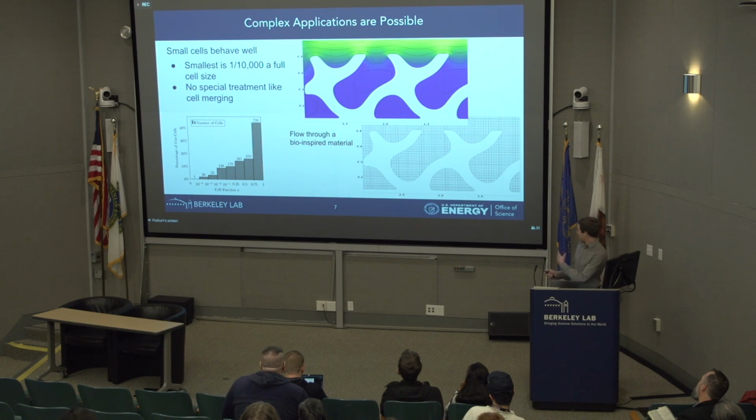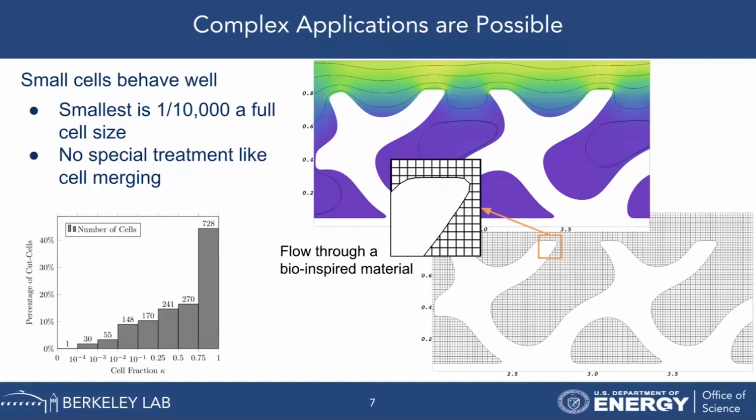And we're able to solve for this and have flows that we're qualitatively quite happy with, even in the presence of some cells that are really quite small. So we zoom in here. We get these little slivers of cells, some of them on the order of about a 10,000th of the size of a full Cartesian cell.